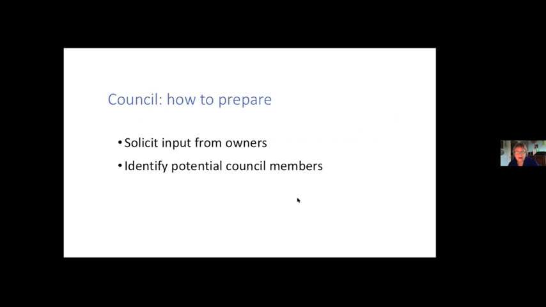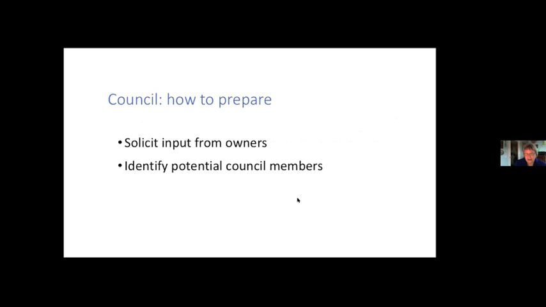The other thing to prepare for your AGM is to solicit input from owners. As I said earlier, the strata council sets the agenda, but an owner might have a topic that the council hadn't thought of that should be discussed at your AGM, or a project, or a bylaw amendment. An owner might have a fabulous idea. Just because they're not on council doesn't mean you disregard their idea. So do solicit input from the owners.